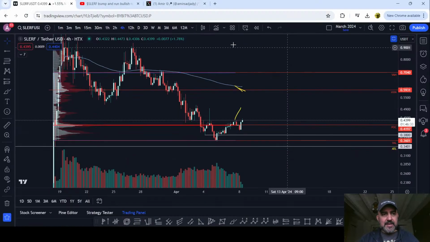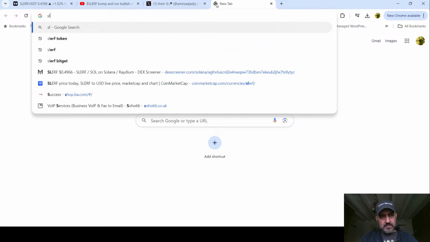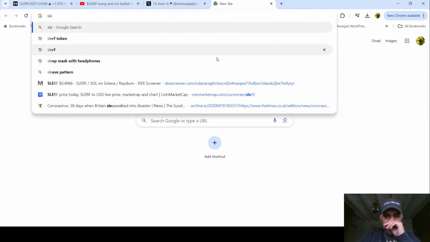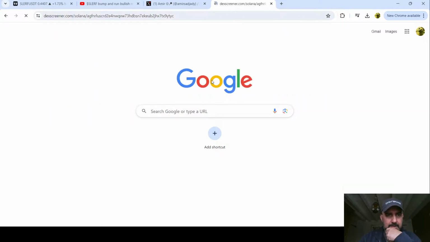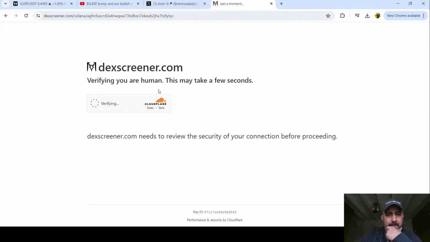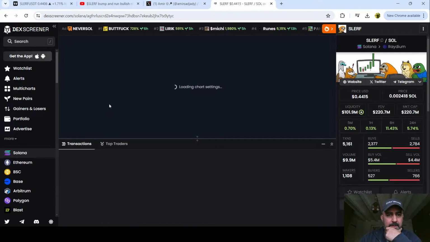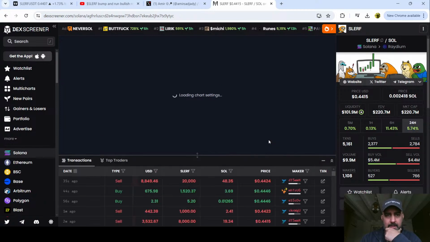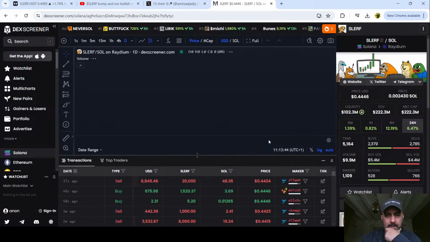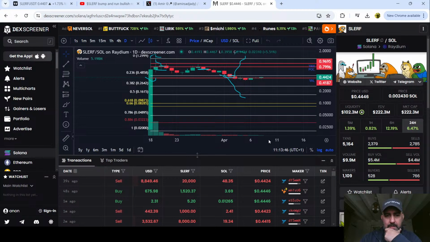Okay, should I have a look at Raydium? Have a look at Raydium as well. Yeah, I'm not getting the volume yet. I'm not saying it's not going to come. I'm just saying it's not yet there.